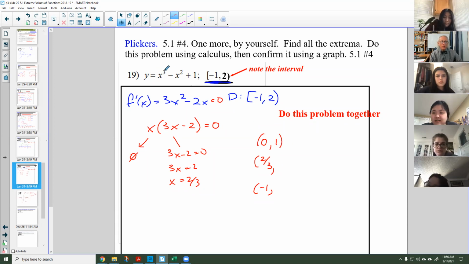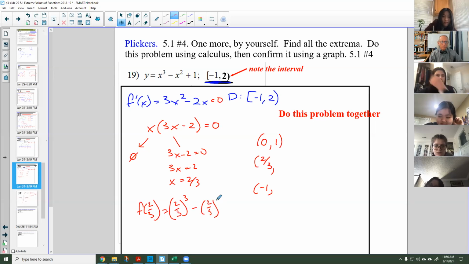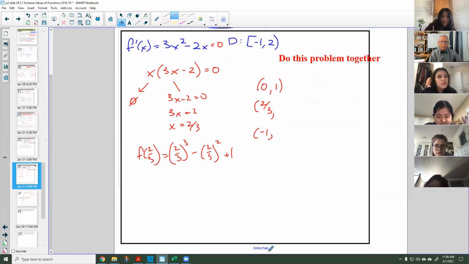And if I plug 2/3 into my function, well, you know, I'm actually feeling a little bit lazy right now. No, I'm not going to be lazy. I'm going to do it right. So let's do it. So I'm going to go 2/3 into my function. f of 2/3 is equal to 2/3 cubed minus 2/3 squared plus 1. So that is equal to 8/27 minus 4/9 plus 1.